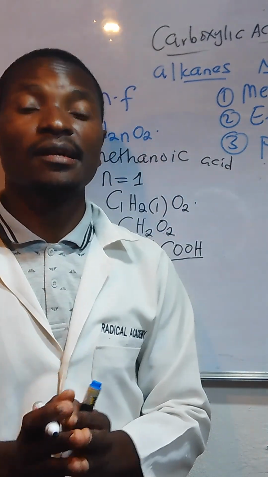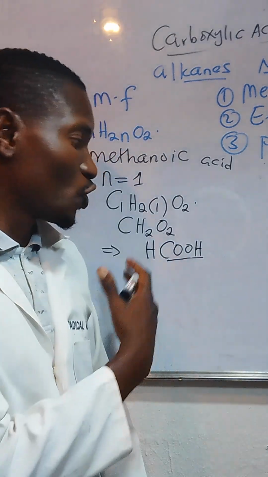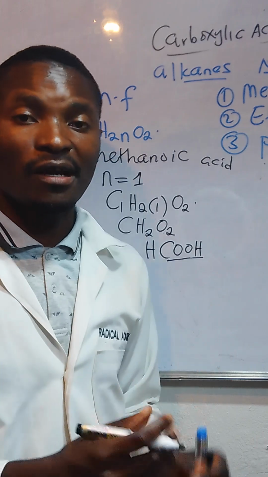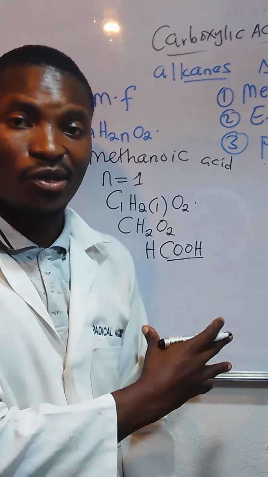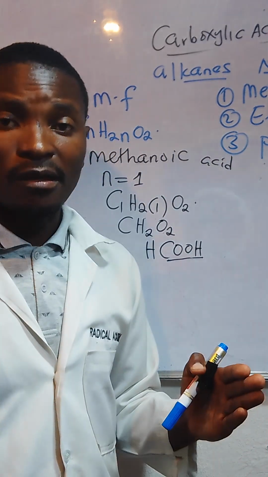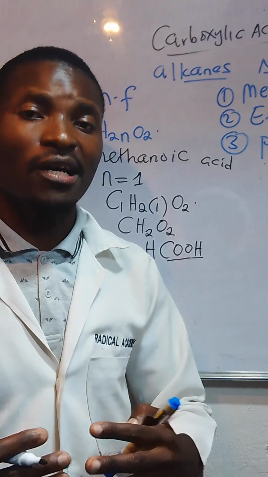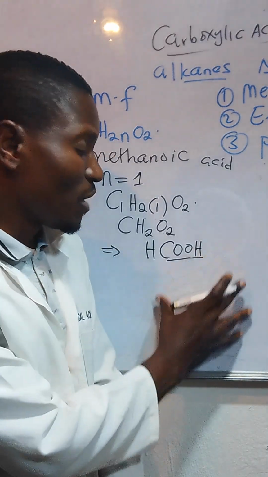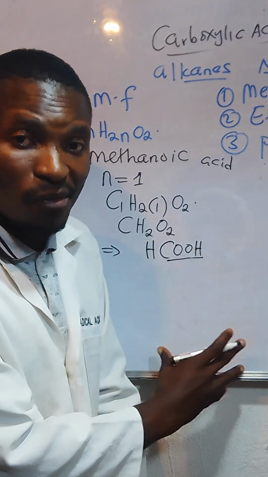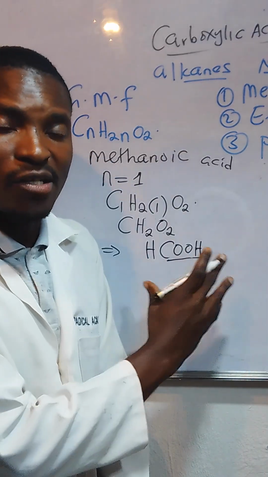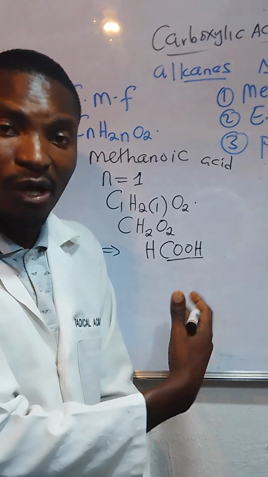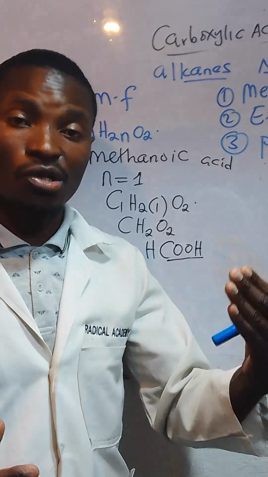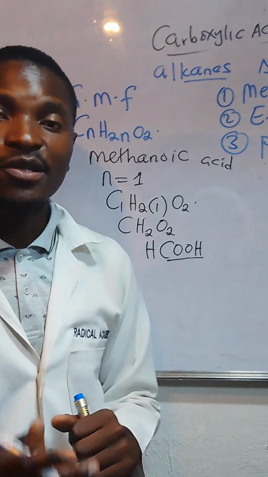Once you understand the functional group and how to come up with the molecular formula, we can begin to come up with the structural formula for methanoic acid. Remember to understand this part so that you don't get confused. If you want to be able to come up with correct molecular formulas, make sure that you practice a lot so that you become better and better. Therefore, I'm now going to go to the structural formula of methanoic acid. I'll see you again.